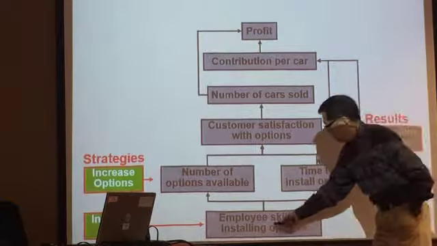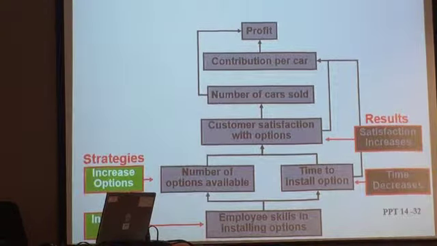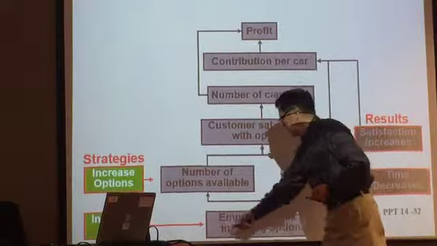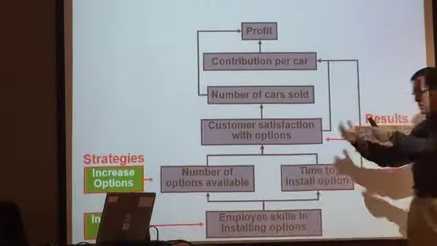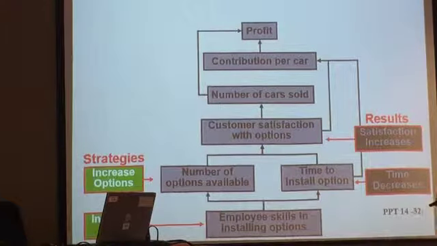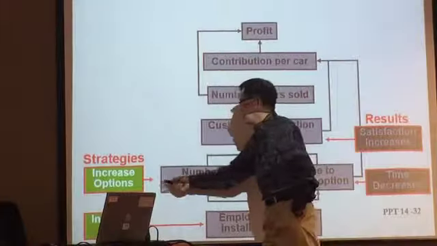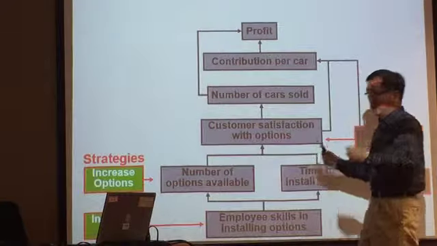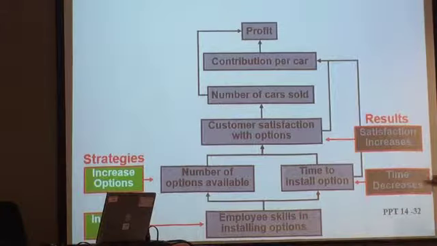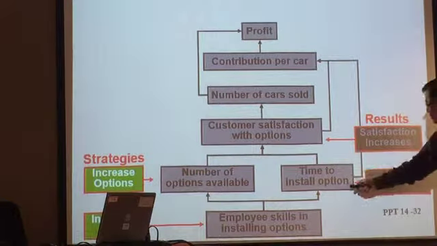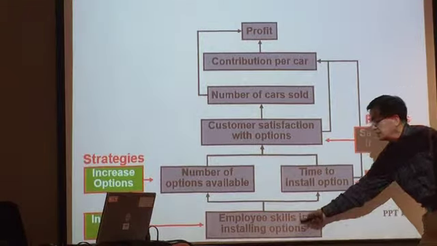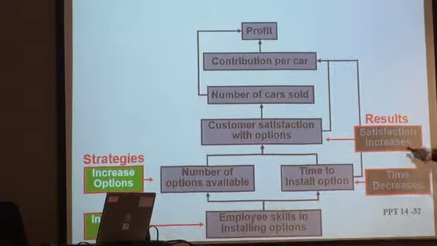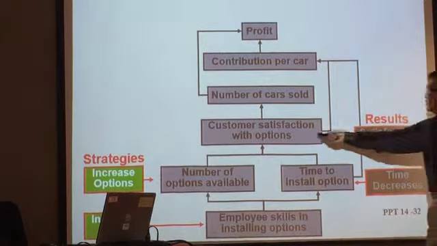Here, employee skills, you increase the skill set of your employees. So your training and all these, you increase the skill set of your employees, and so you increase the options. That is your strategy. Increase the options so that everybody will be happy. The result will be time to install options. Time will decrease for option installation because they are getting this skill set, and then satisfaction increases at the customer level.